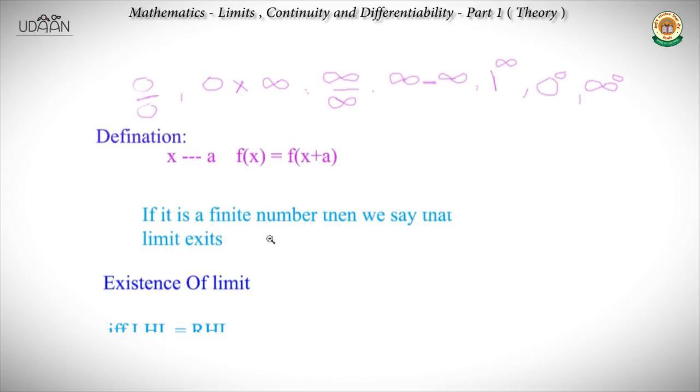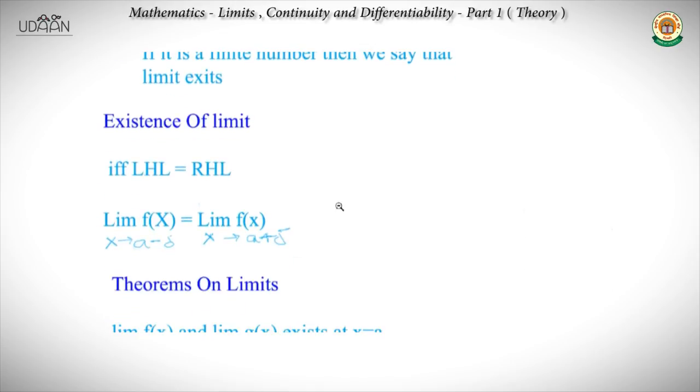So the definition of limit says that when x tends to a, f(x) equals f(a). If the limit exists, this limit should be a finite number when x tends to a. So briefly, for the existence of a limit, we'll say that the limit exists if and only if the left hand limit is equal to the right hand limit. That is, limit of f(x) when x tends to a minus delta equals limit of f(x) when x tends to a plus delta.